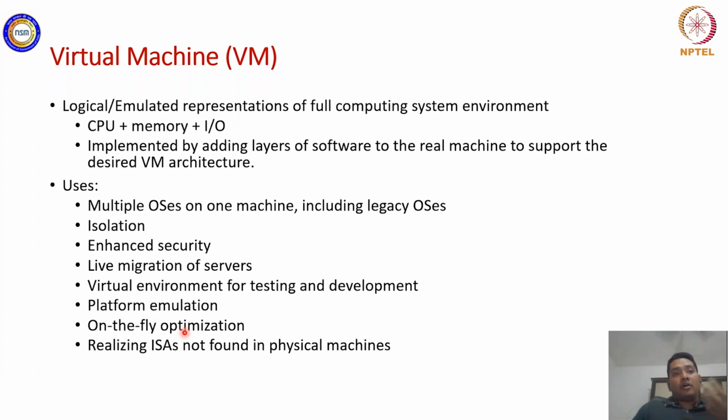You can do on-the-fly optimization as well. Your user program will run, and on the fly you can optimize by virtualizing. So all these things you will see. Another use case is realizing ISAs which are not found in physical machines, which I just talked about in platform emulation. Okay, so all these are different use cases and motivations for introducing virtual machines.